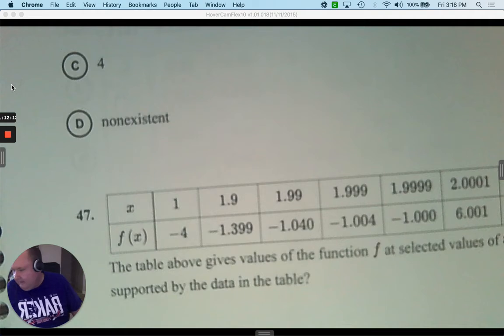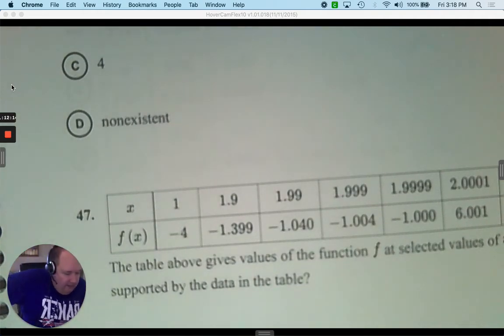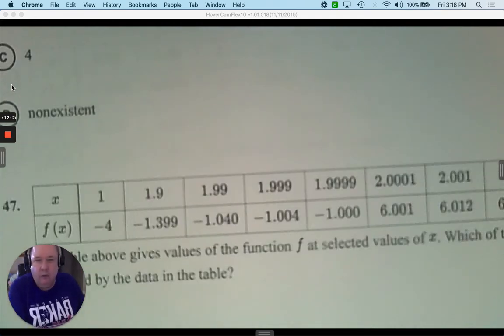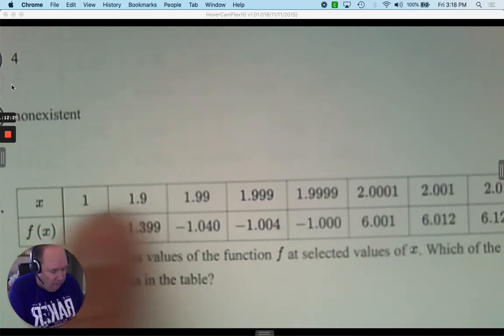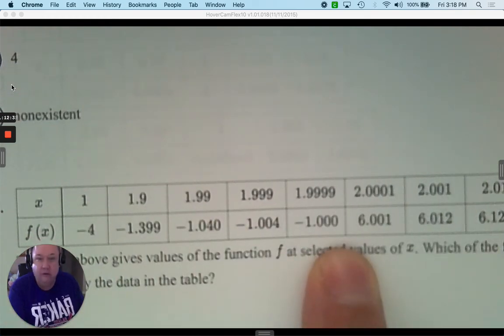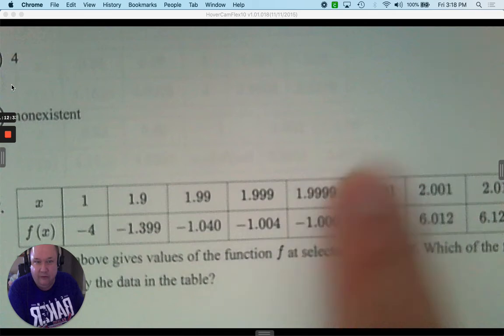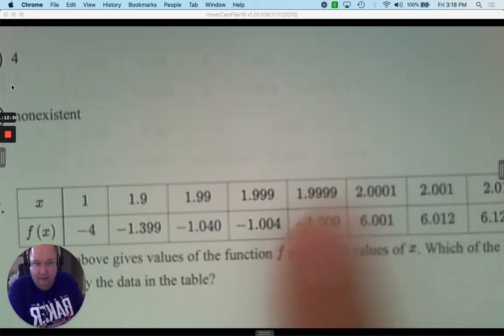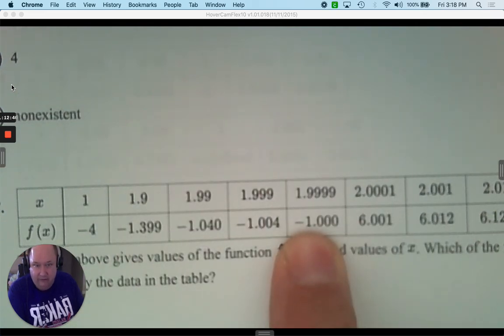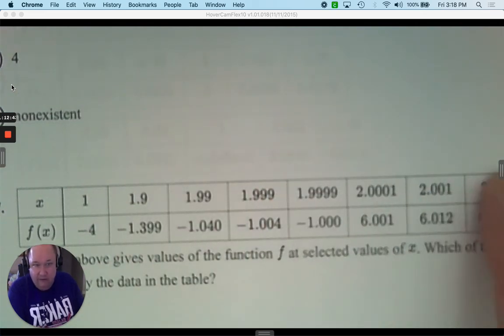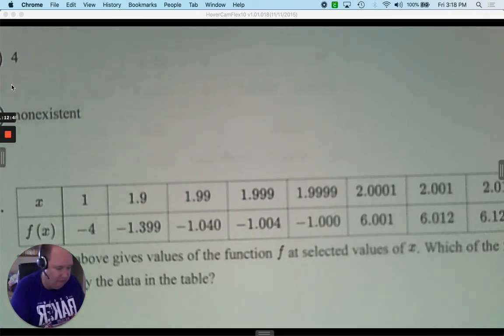Number 47. You're given a table above that gives values of a function at selected values of x. Which of the following conclusions is supported by the data in the table? First, before I turn the page, what do you notice about the data here? As it's getting closer to 2, does the limit exist there at 2? From the left and from the right, do they agree what the answer is? From the left, the answer looks like it's negative 1 as it approaches 2. From the right, the answer looks like it's approaching 6.